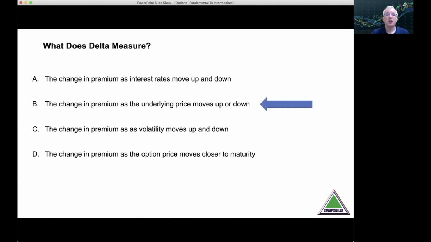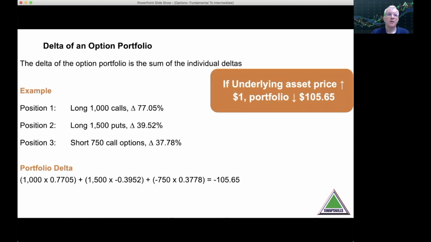Would be the change in premium as the underlying price moves up or down. That's your delta. Now, we don't have to hedge each option or each position individually. What you can do is look at the macro level on a portfolio basis. So I have an example here where I can net off the net deltas between the different positions.